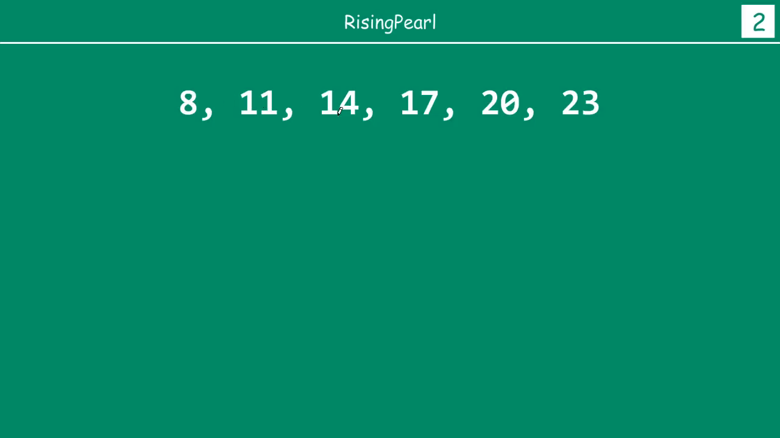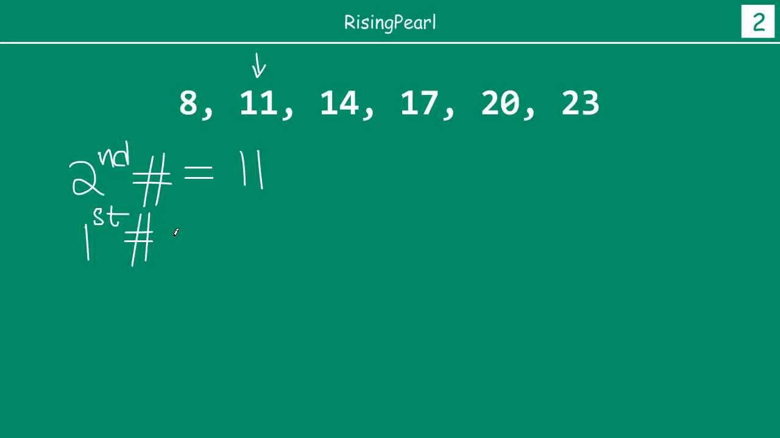Now 8, 11, 14, 17, 20 and 23. Let's take a look at the second number, and this is a short form for the symbol for number. So the second number is 11. And our first number is 8. Let's do one thing. Let us subtract the first number from the second number. So if we do that, 11 minus 8 is 3.